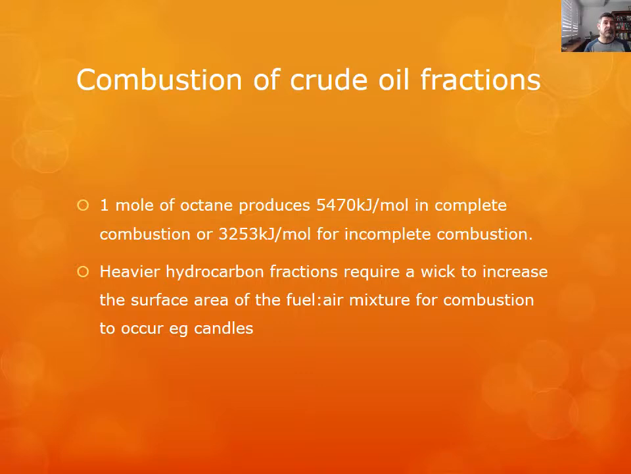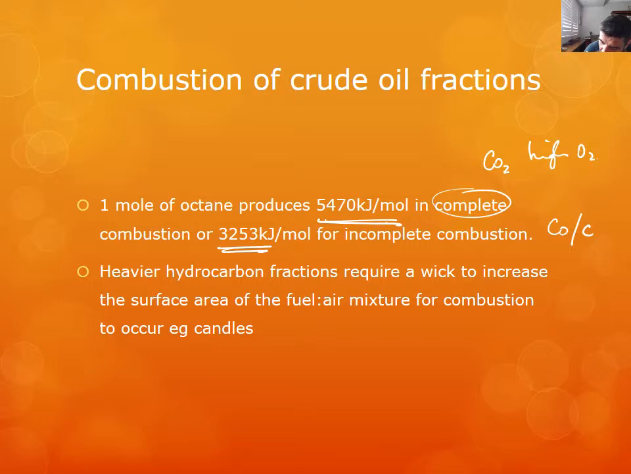And finally, combustion of crude oil fractions. Well, we know that for octane, we get 5,470 kilojoules per mole for complete combustion. So this is CO2 as a product, and high oxygen. Only just over half of that if we have incomplete combustion. So different products and also lower oxygen. The heavier hydrocarbon fractions require a wick to increase the surface area of the fuel-air mixture for combustion. So candles do that. They tend to be more solid at room temperature rather than liquid, and therefore we need to spread their surface area out in order to combust them.